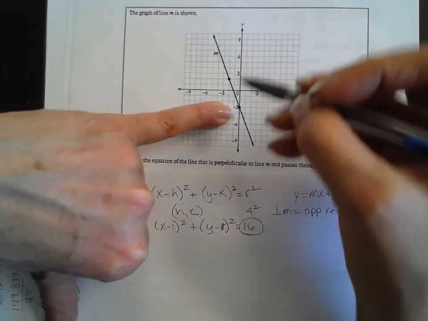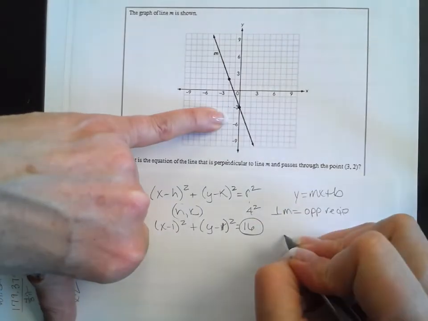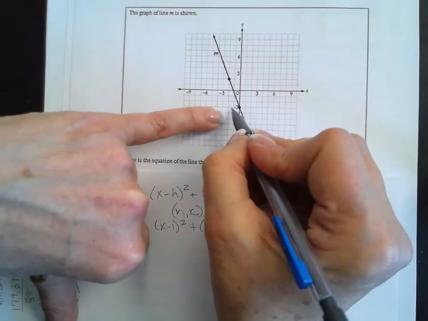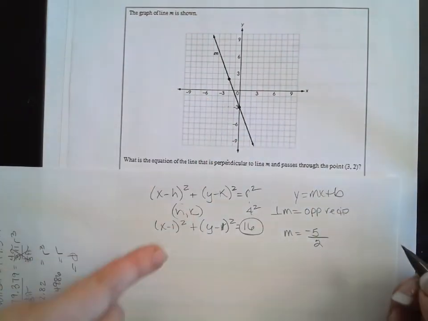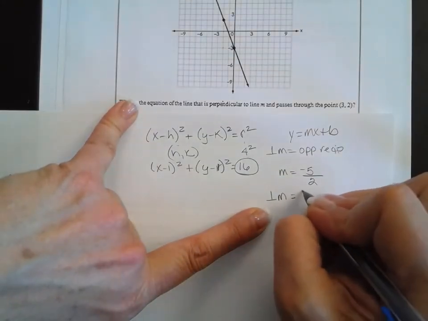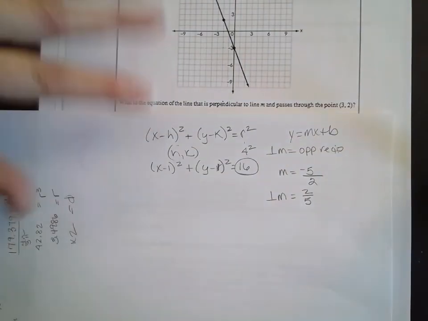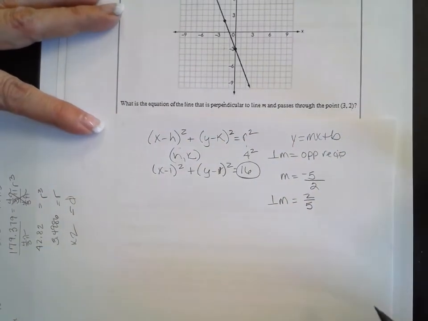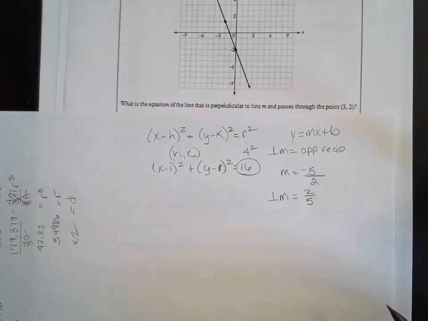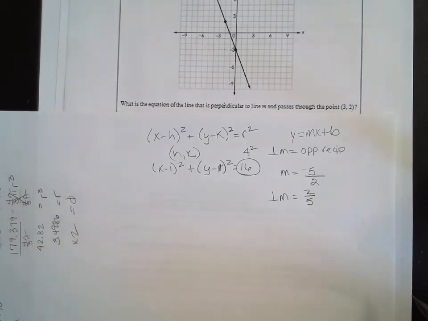So, what's the slope of this line? Well, we're going to go 1, 2, 3, 4, 5. So down 5 and then over 2. So what's my perpendicular slope going to be? 2 over 5. Perfect. Now, it passes through the point 3, 2. You have 2 ways you can solve this. Why do you flip it again? That's the rule. Opposite means opposite sign. Reciprocal means flip. Perpendicular. Yep.